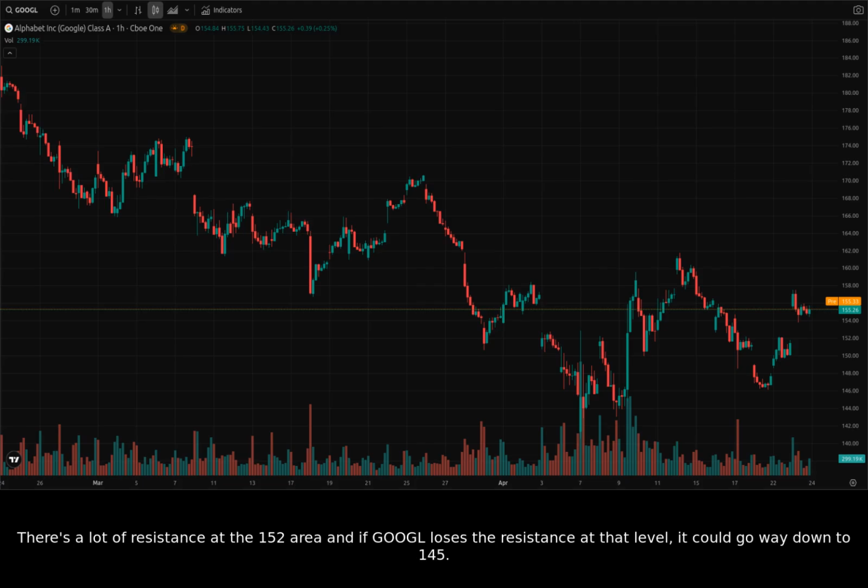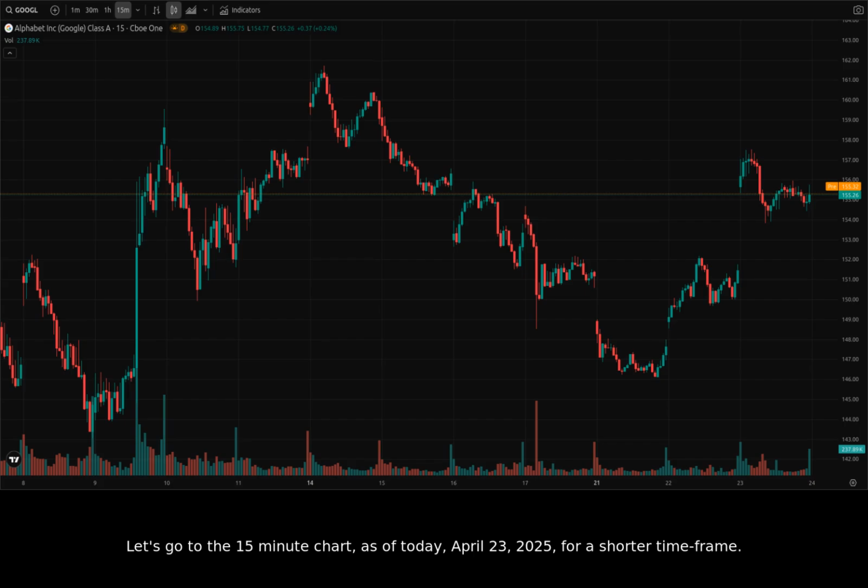There's a lot of resistance at the 152 area, and if Google loses the resistance at that level, it could go way down to 145. Let's go to the 15-minute chart, as of today, April 23rd, 2025, for a shorter time frame. There's a clear uptrend, with higher highs and higher lows, but the price failed to pass the 157 mark.